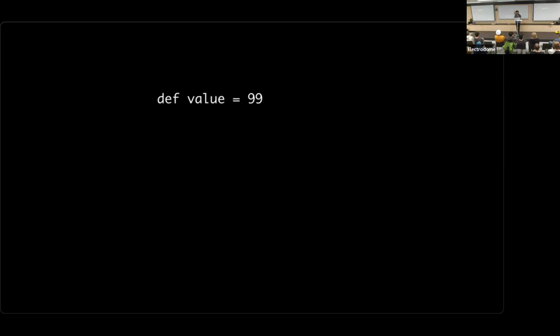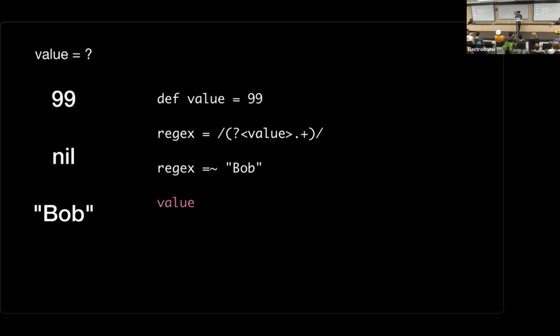So here's our method again. And here's a regular expression with a named capture. We're going to use that to match against the string. Okay, what's value now? Who thinks 99? Who thinks nil? Everyone's scared. Who thinks Bob? Maybe. Okay, well, it is 99. It's just a method call. That's nothing surprising there.